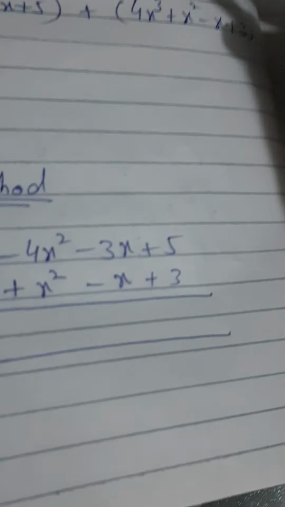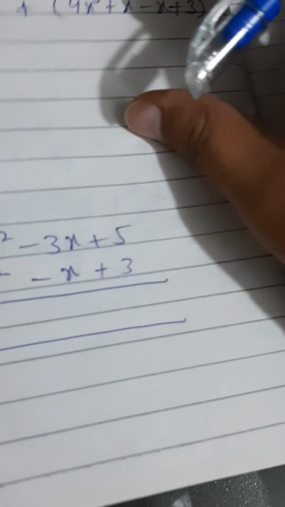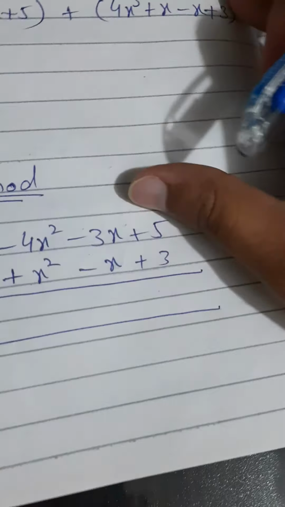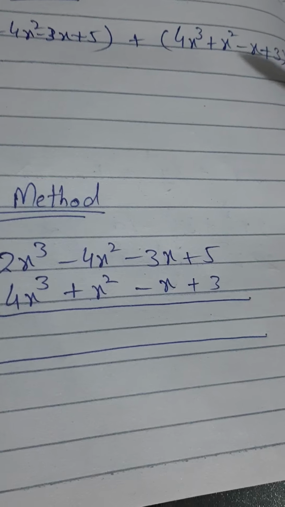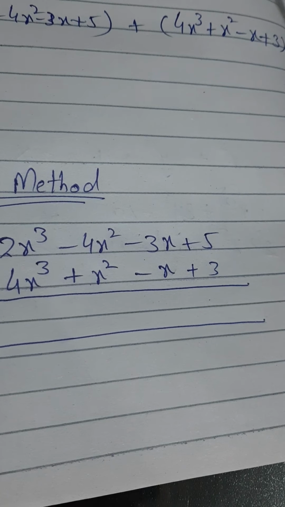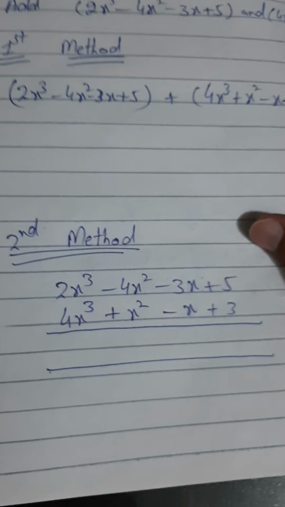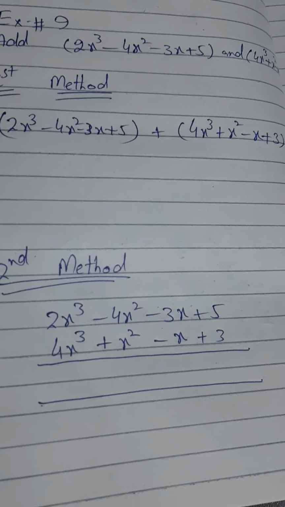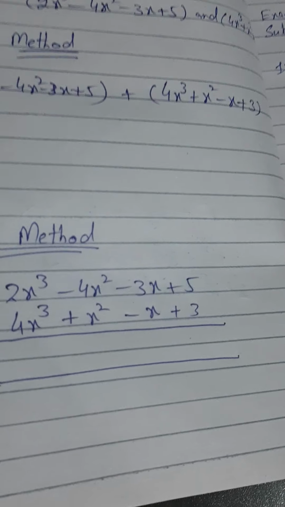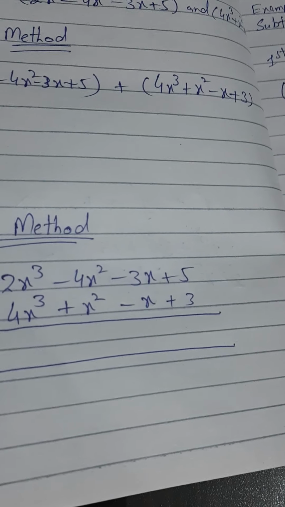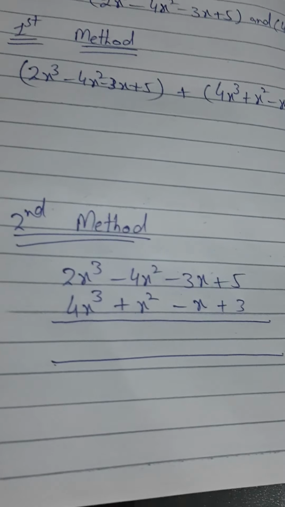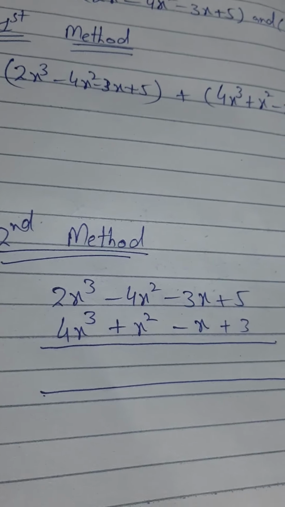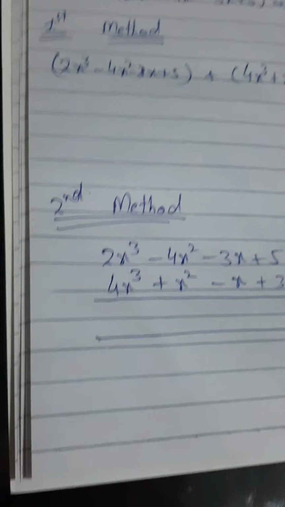Now when we start addition, there are two methods generally used to find the sum of two expressions. One is called horizontal and the second is called vertical. So I am going to explain this question with both methods. You can adopt any one according to the situation or according to the statement of the question, because in some questions the horizontal method is easy, in some questions the vertical method is easy. So I am going to explain with both methods.